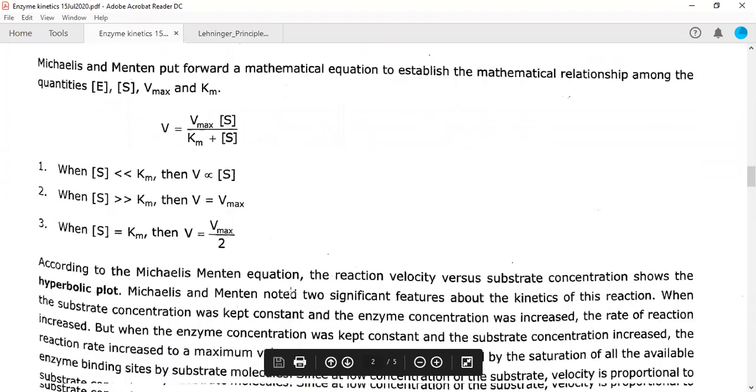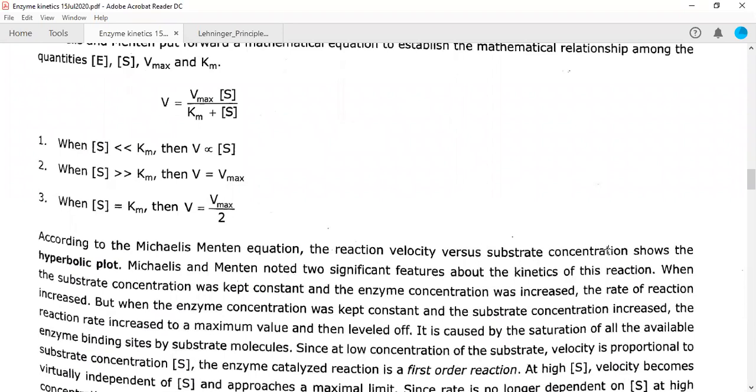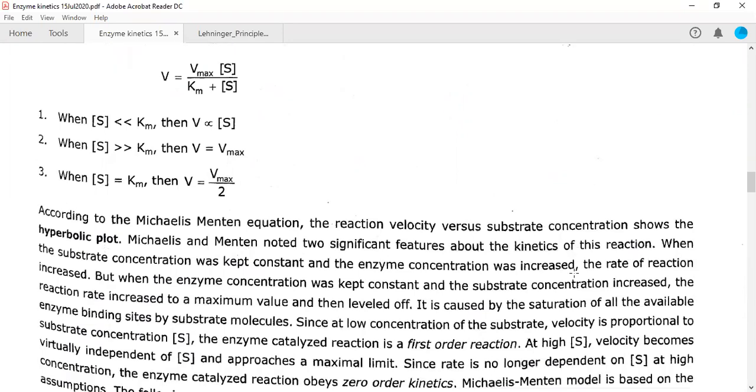According to the Michaelis-Menten equation, the reaction velocity versus the substrate concentration shows the hyperbolic plot. And actually it is called the right-handed rectangular hyperbola. Michaelis and Menten noted two significant features about the kinetics of this particular reaction.